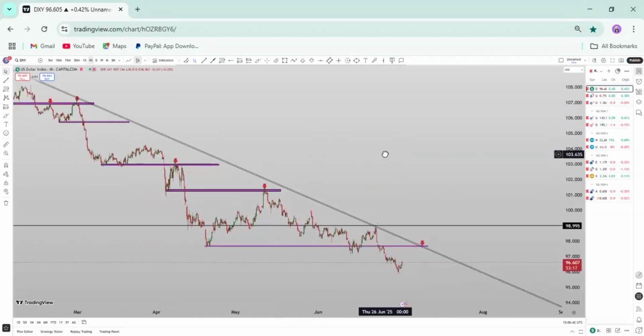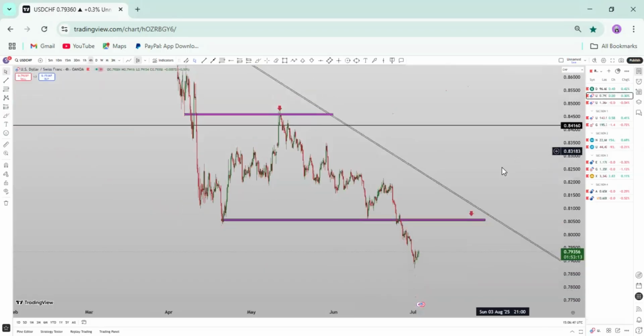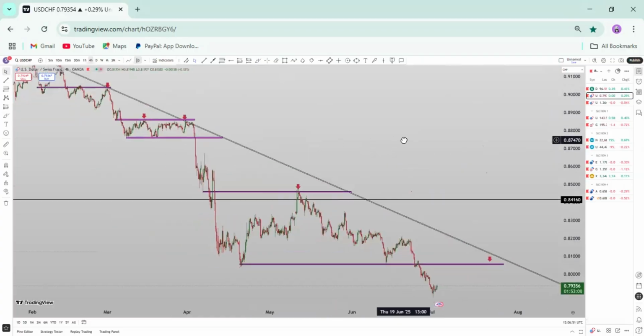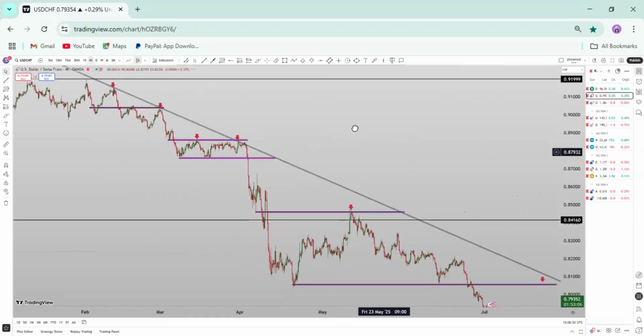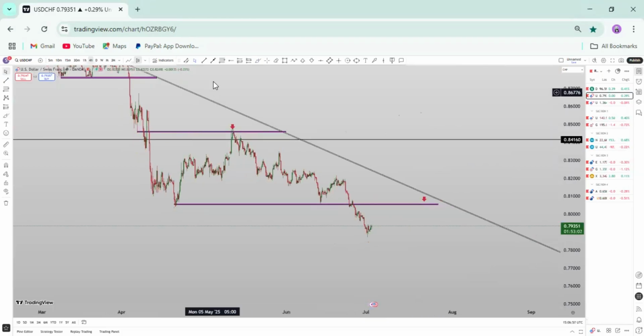Now let's start looking for other pairs. Let's go to another pair. This is USD CHF. It has positive correlation with the DXY. So still we are moving on the downside. We see we have a low here. The market broke this low around here to this area. So we have a new low and we have a new high at around this area.